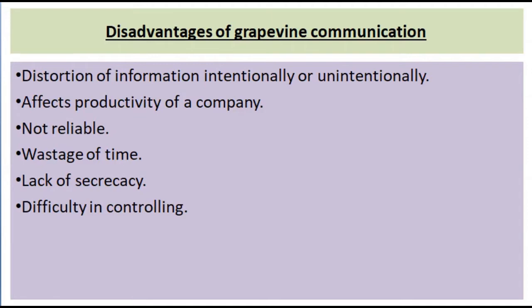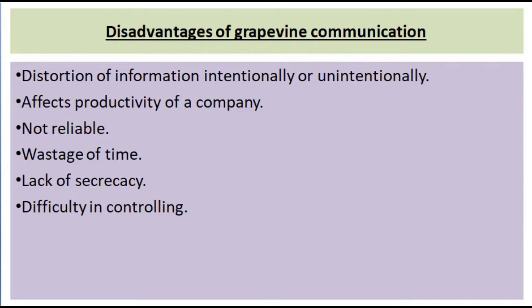So the very first disadvantage of grapevine communication is distortion of information, intentionally or unintentionally. First of all, let me make it very clear that everything has pros and cons, right? In a similar way, grapevine communication has its own advantages as well as disadvantages. In this video we are going to focus on the disadvantages only. If we are not using grapevine communication in a proper way, if we are not utilizing it but misusing it, taking wrong benefits of it, then it is going to be disadvantageous in nature.